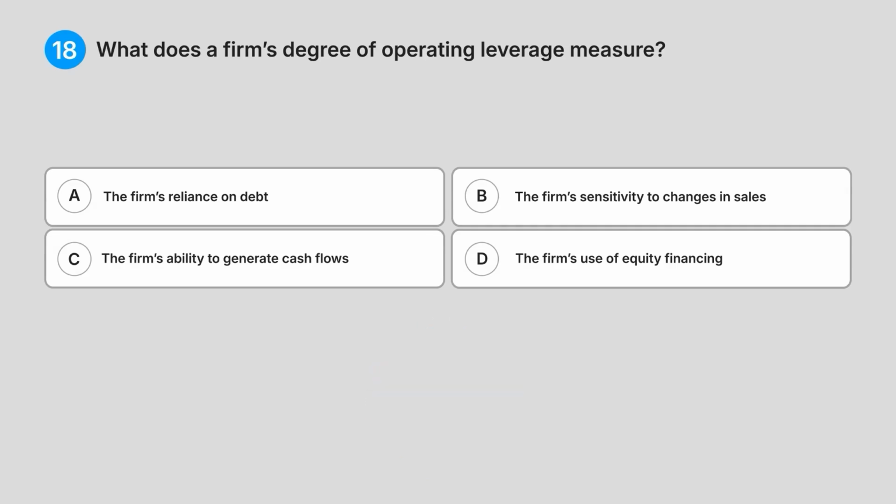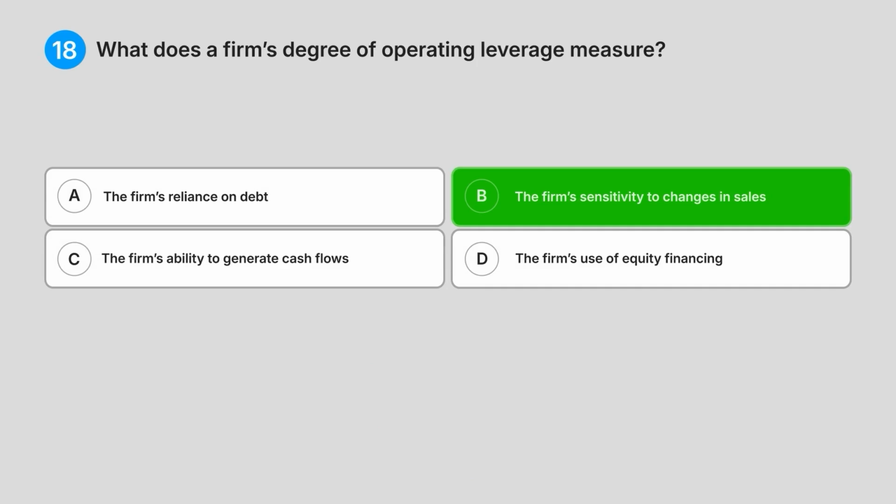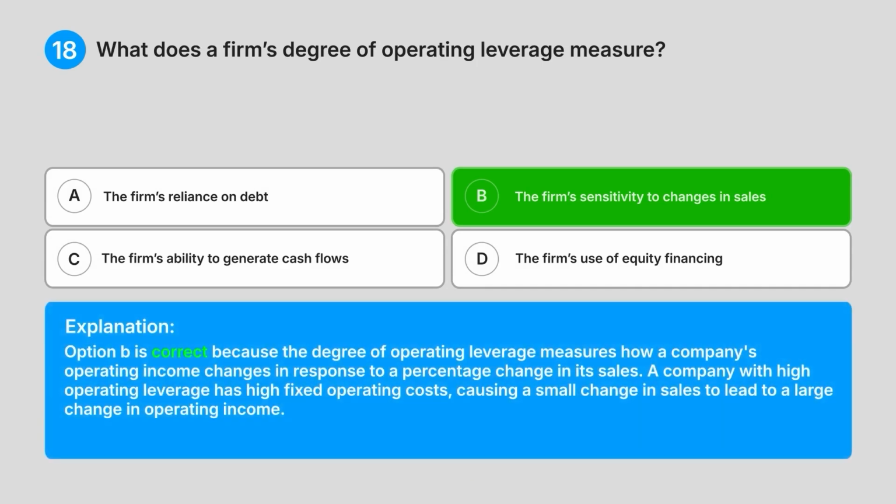Correct answer: B. The firm's sensitivity to the changes in sales. Explanation: Option B is correct because the degree of operating leverage measures how a company's operating income changes in response to a percentage change in its sales. A company with high operating leverage has high fixed operating costs, causing a small change in sales to lead to a large change in operating income.